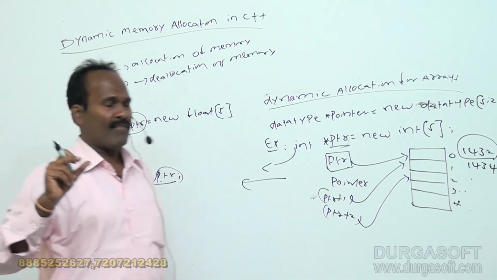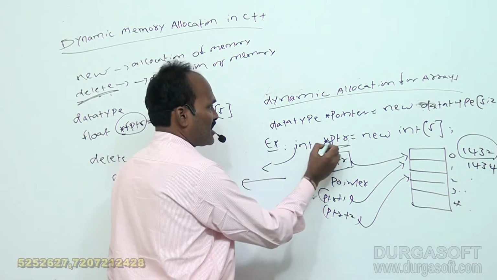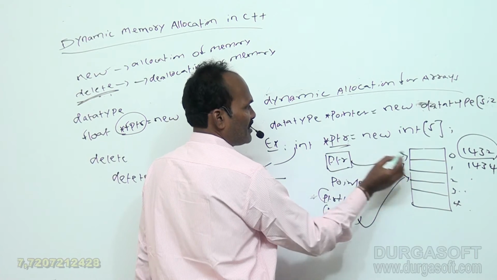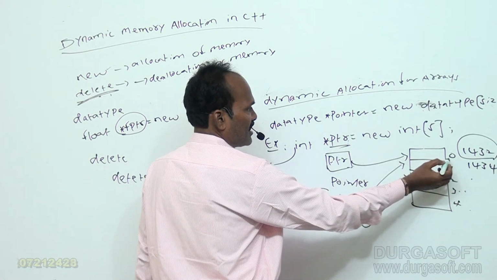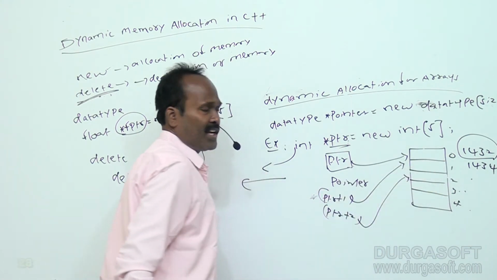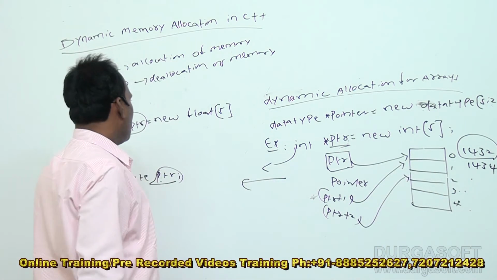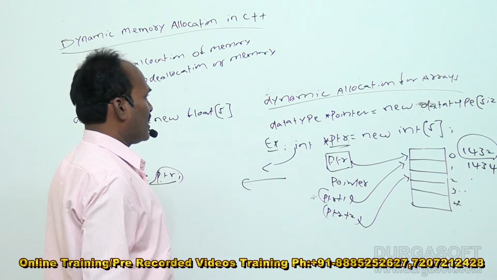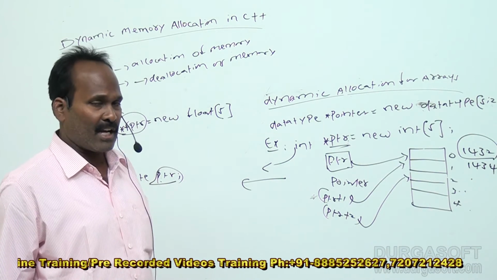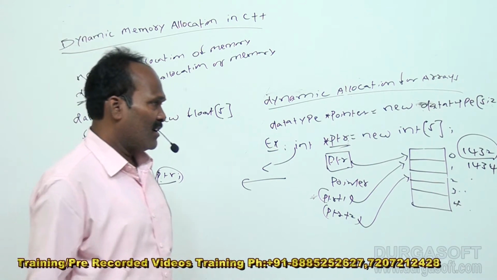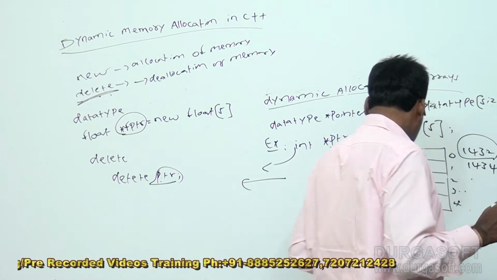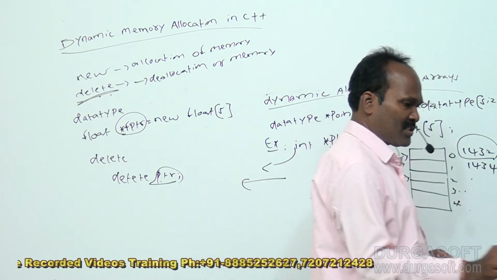the array. In this case, int star ptr equal to new int of 5 is going to return the address of which one? This one, the address of 0, the address of the starting element. So this is the dynamic memory allocation process for a single variable and single dimensional arrays. And we'll discuss some programs on this dynamic memory allocation process. Just have a look.